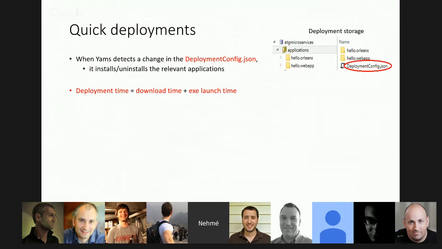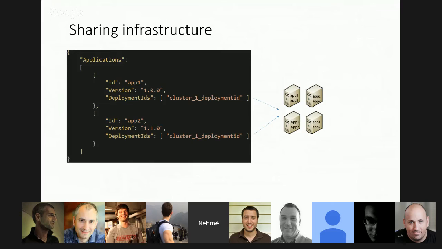So the quick deployments: all it takes to deploy an application is really to download that app from blob storage to the VM and to start that app. So basically the download time plus the exe launch time, and that's application specific. YAMS doesn't do more than that. The YAMS specific time is starting a process, which is very short. You can share infrastructure. So if you say in your deployment config.json that you want to deploy your applications to the same cluster, YAMS will simply run both applications on each VM in the cluster as Windows processes.